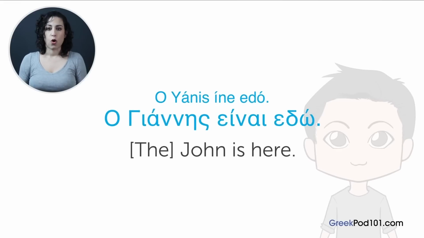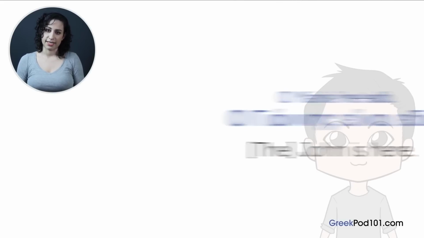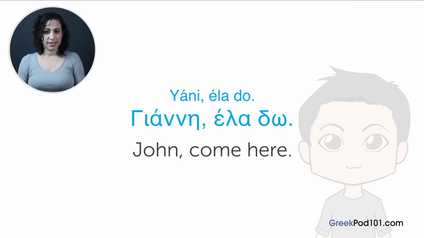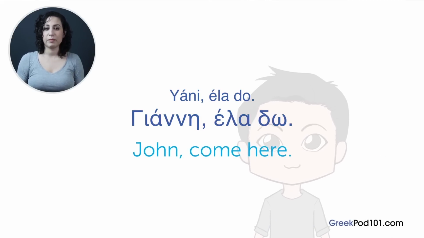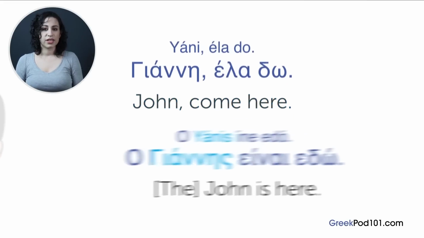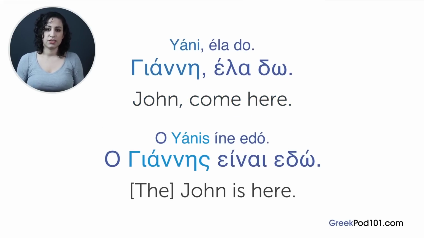We even use articles in front of days of the week, months, years, festivals, seasons, and proper names of places or people. For example, ο Γιάννης είναι εδώ. The John is here. However, when we address that person directly, we don't use an article and we form the name in the vocative case. For example, Γιάννη, έλα εδώ. John, come here. Notice how Γιάννης in the nominative case changed to Γιάννη in the vocative case.